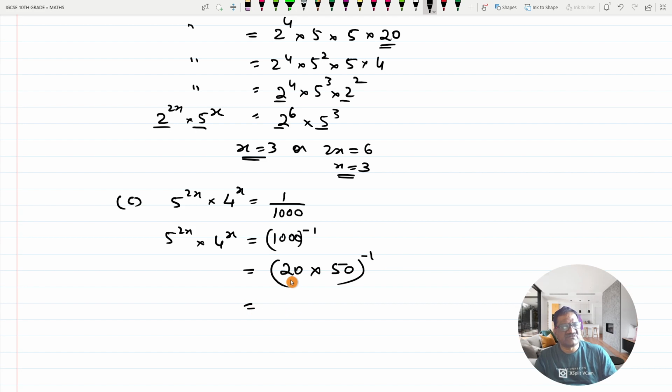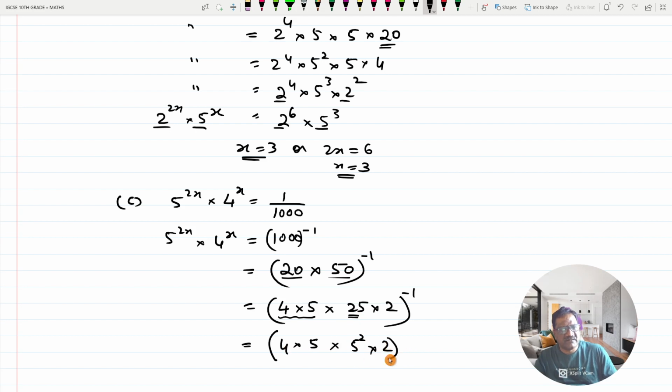Now this 20, I'm going to write it as 4 into 5. And this 50, I'm going to write as 25 into 2. Right? 4 raised to a minus 1. See, 20 I have split into 4 into 5. 50 I have split into 25 into 2. Now what I'll do is, this 25 I'm going to write as 5 square. This 2 I'm keeping as it is. This 5 I'm keeping as it is. And 4 I'm keeping as it is. Raised to a minus 1.